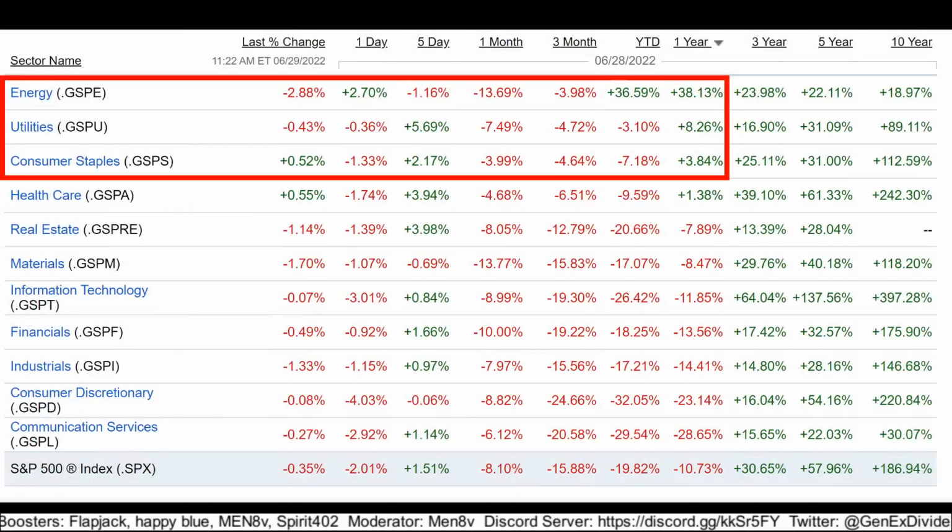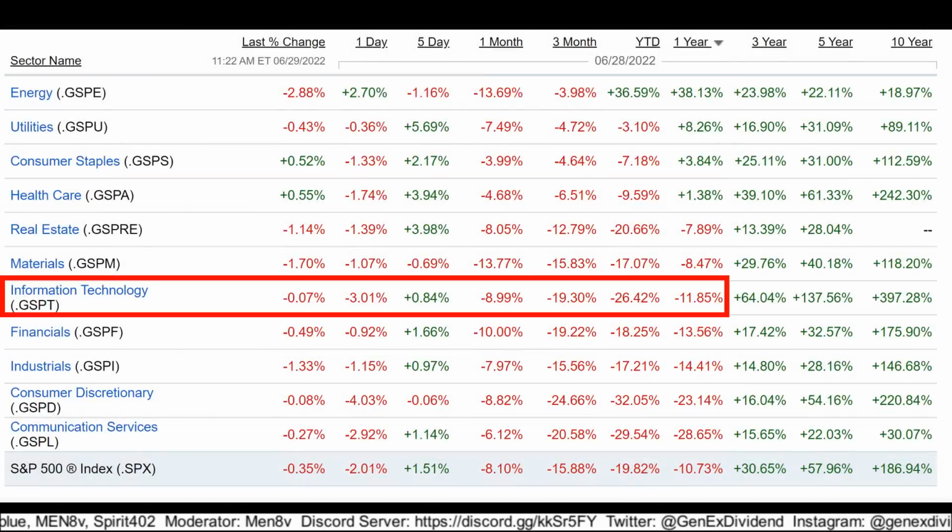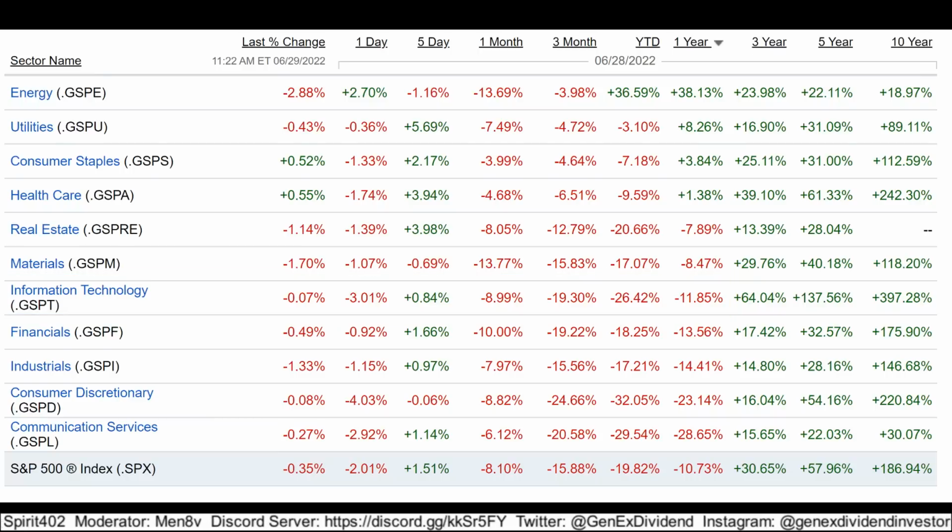But energy, utilities, and staples have been the best performing sectors in the last year, whereas tech has been one of the worst performing. So do you think we're headed into a decade-long depression? If so, do you adjust your investing approach? I personally focus more on a business's fundamentals than I do on the macroeconomic environment, but there are many ways to achieve your goals with investing.